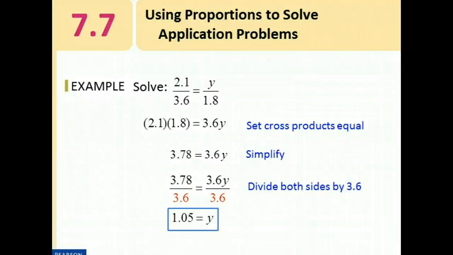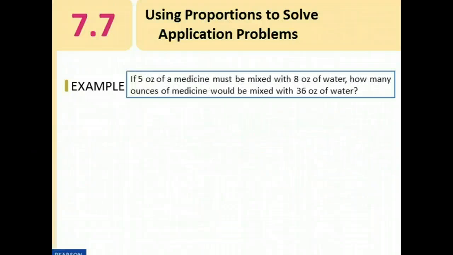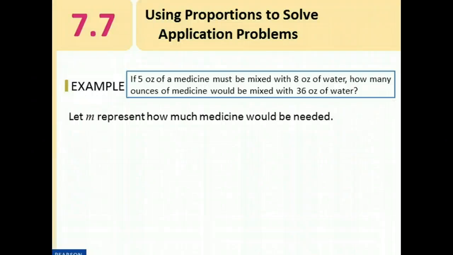Now let's look at some application problems. For this one, we are mixing medicine, and we need to keep the same ratio of water to medicine, no matter how much we're mixing. The problem states if 5 ounces of medicine must be mixed with 8 ounces of water, how many ounces must be mixed with 36 ounces of water? So first, let's let M represent the amount of medicine that needs to be mixed with the 36 ounces of water.